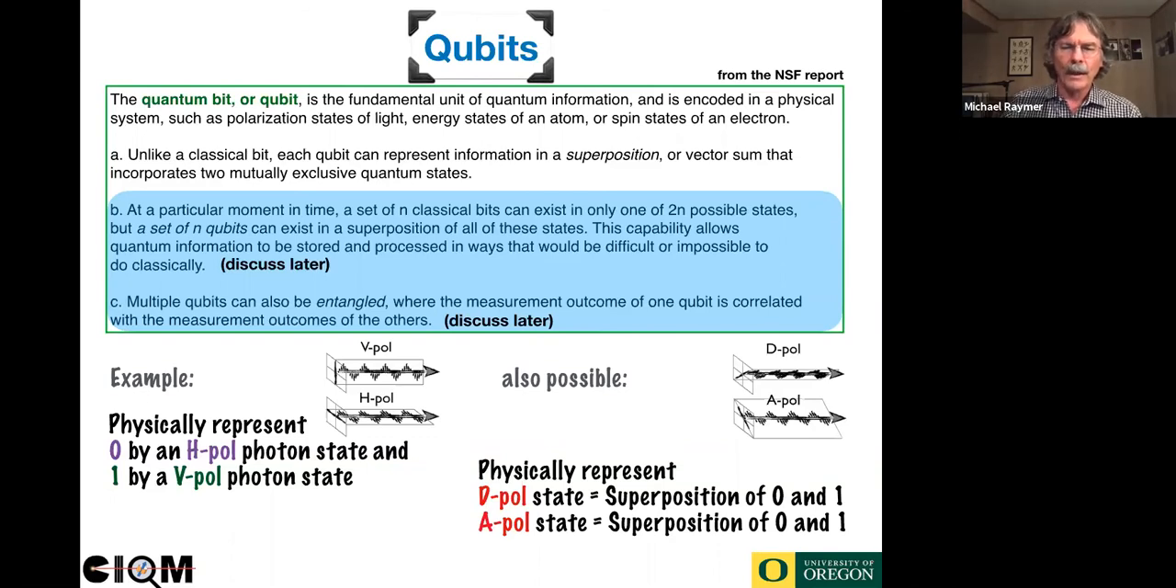Now, we also know it's possible to make D and A polarized single photons. Now that's very cool because a D polarization state is a quantum superposition of 0 and 1. So if Bob measures that in an HV basis, Bob could get 0 or 1. Or Alice could prepare an A polarization state, which is also a superposition of 0 and 1, which is actually a different superposition. We know from our arrow diagrams.